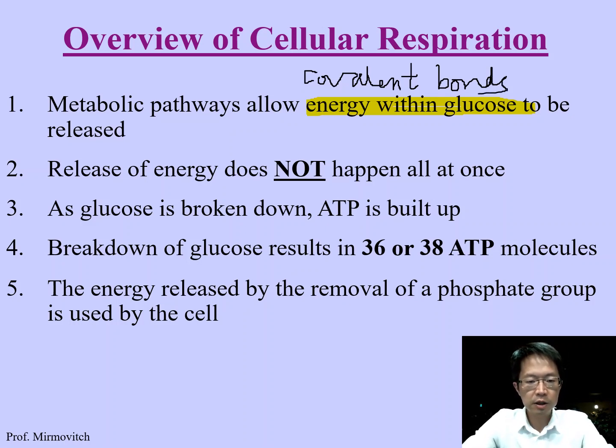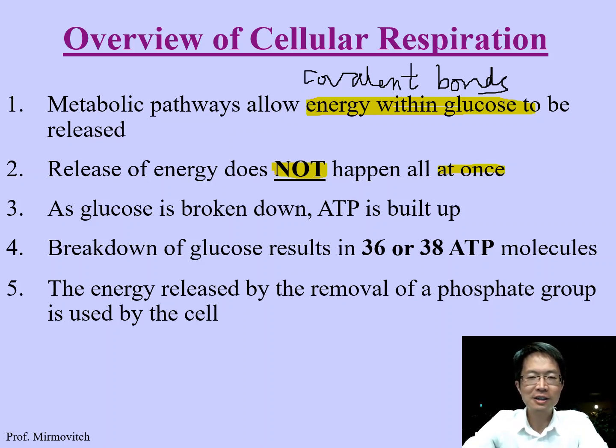And yes, the release of the energy in glucose does not happen at once. It's not a one-step process. It's not that efficient. Our body takes many steps to do it. And as glucose is broken down, ATP is built up. This sentence is kind of weird: as it's broken down, ATP is built up. Yeah, kind of. I'll take that, it's true.